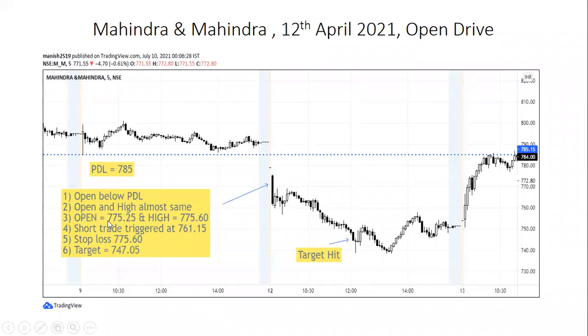Here you can check opening was 775.25, high was 775.60. So open and high, you can see they were very close to each other. So almost you can say, yes, this was open equal to high formation. So go short below first candle low, keep first candle high as your stop loss, and target is range of your first candle. Simple. So in this example, you can see short trade will trigger below 761 with stop 775, target 747.